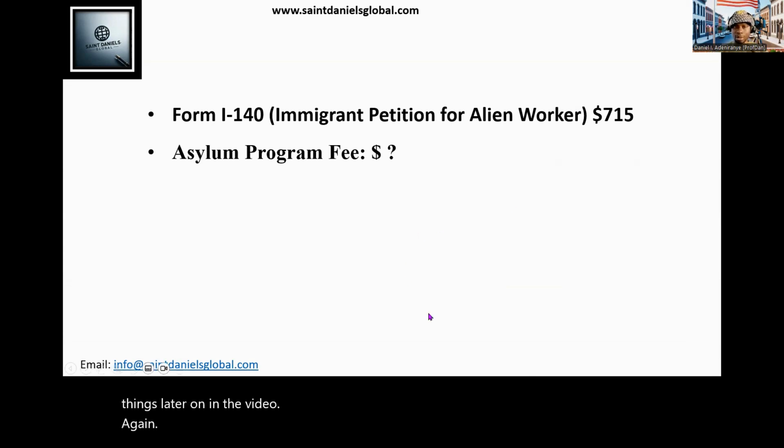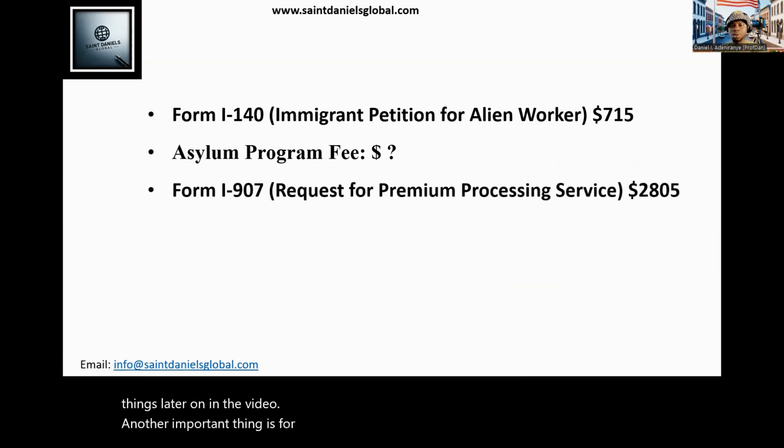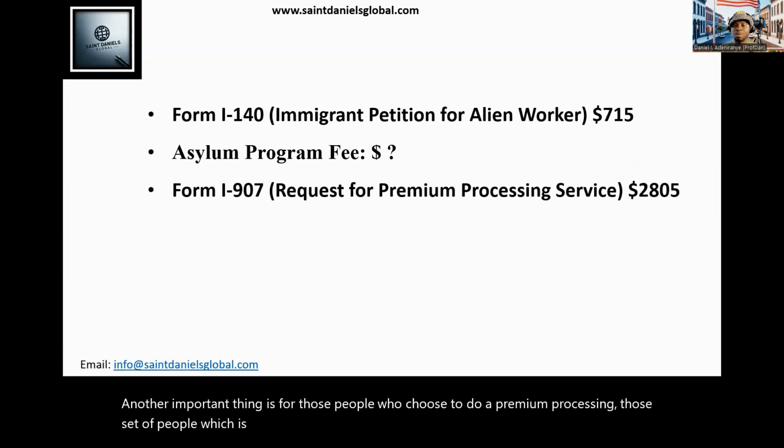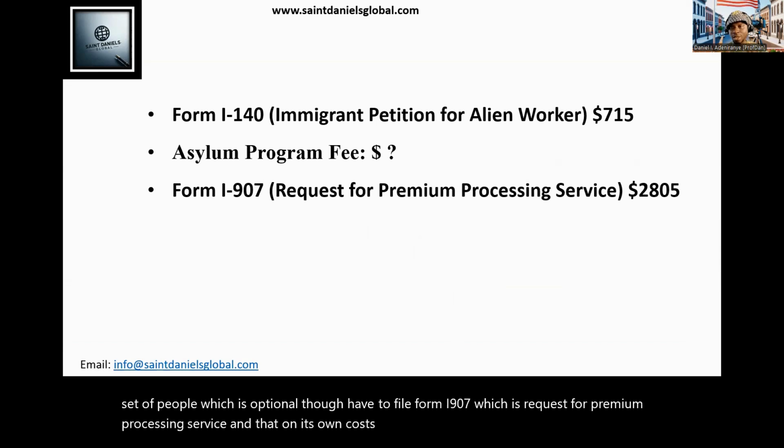Again, another important thing is for those people who choose to do premium processing, which is optional though. They have to file Form I-907, which is the request for premium processing service, and that on its own costs $2,805. Again, that is optional.